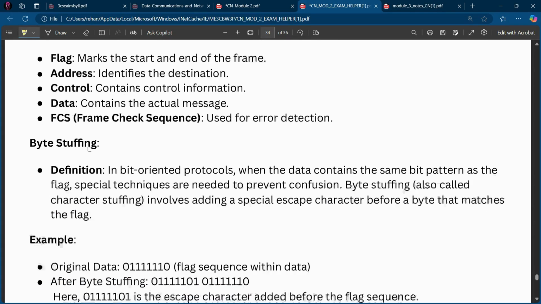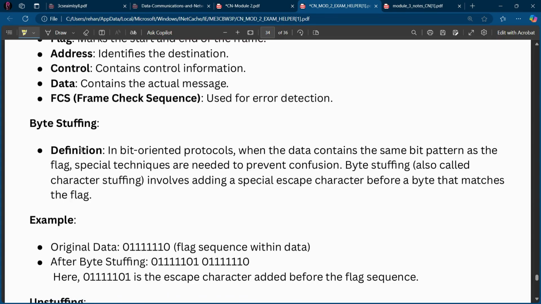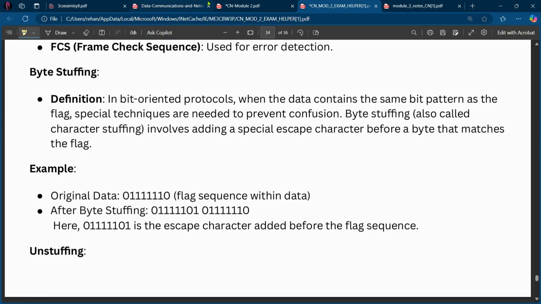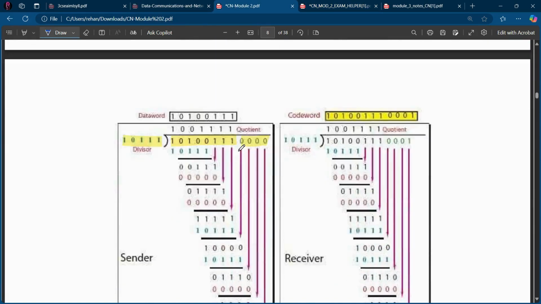Byte stuffing definition. In a bit-oriented protocol, when the data contains the same bit pattern as the flag, special measures are needed to prevent confusion. So byte stuffing, also called character stuffing, involves adding a special escape character before a byte that matters. So you have to show the diagram for that, which should come somewhere around here.